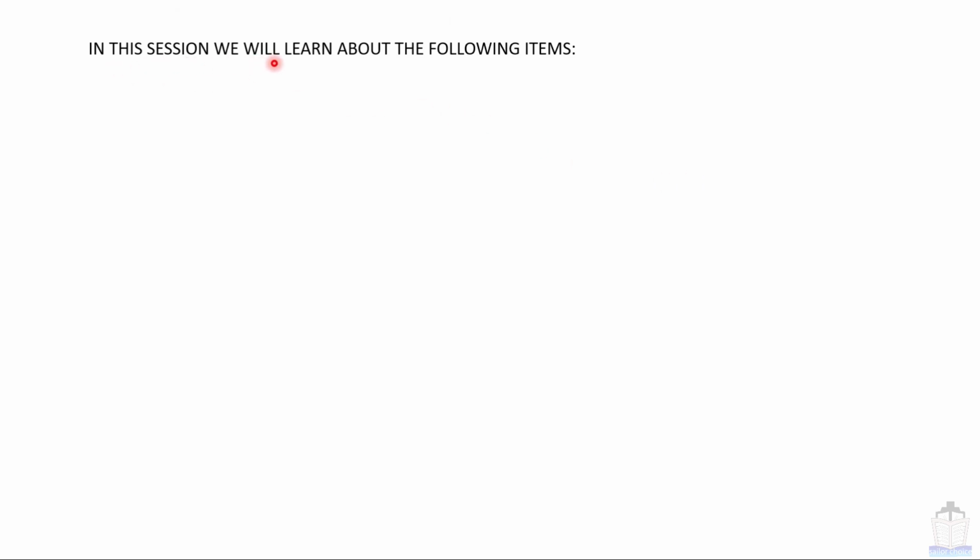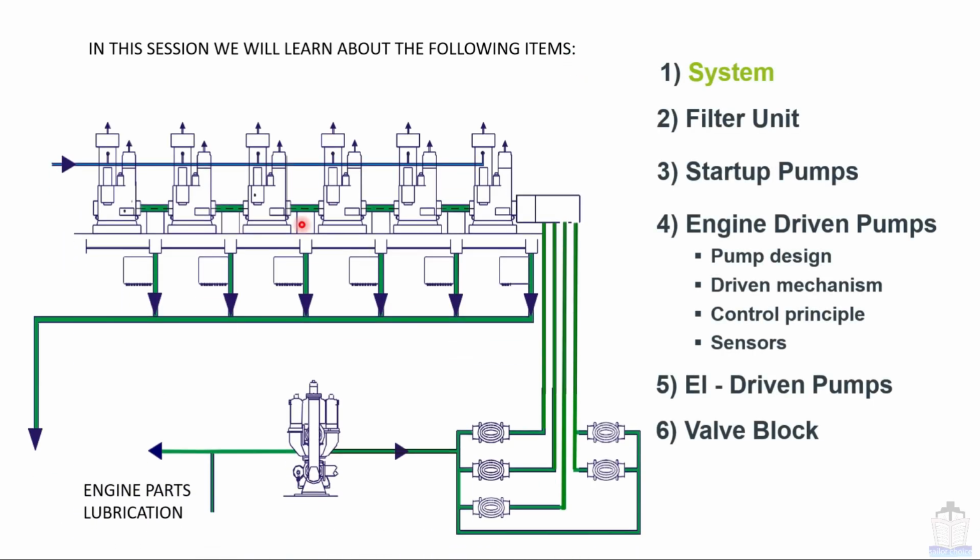In this session we will learn about the following items. This is the block diagram of the ME engine hydraulic system. Here various topics are given. Whichever is in green color, we will talk about that topic. So first one is system.